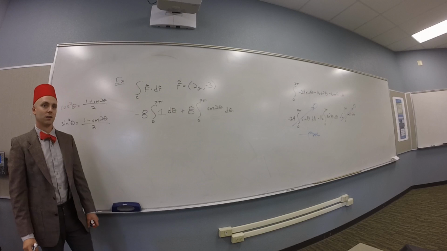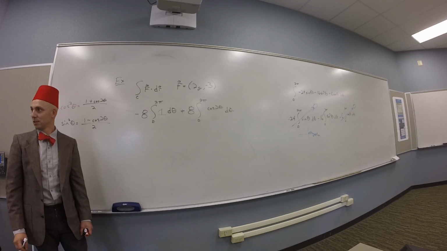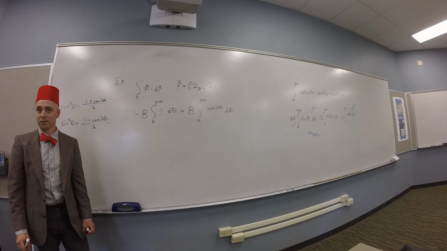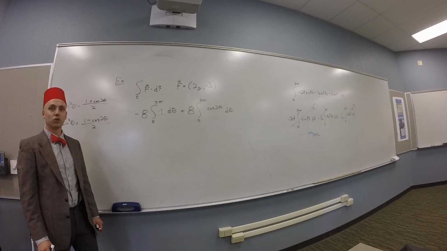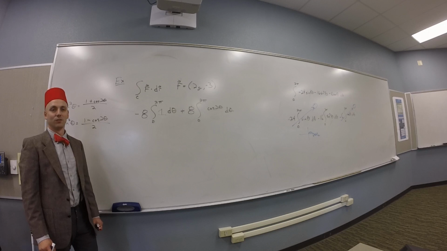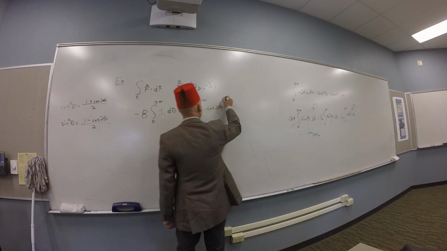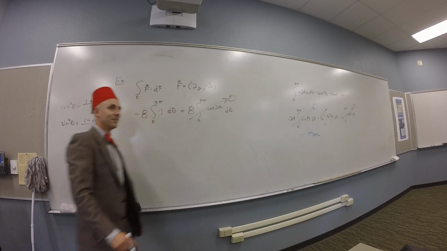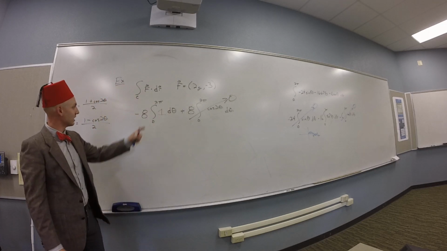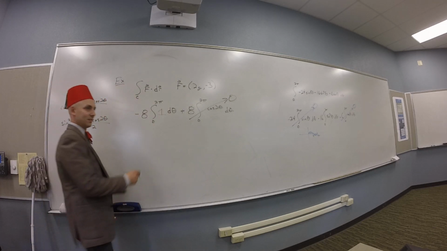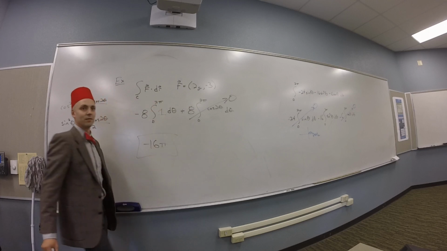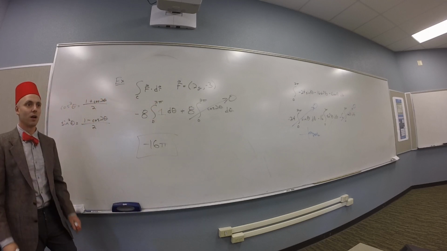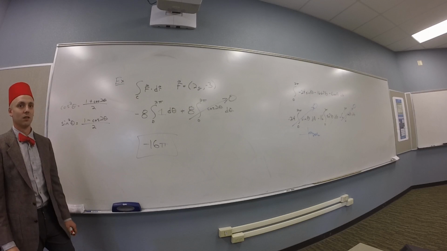Do you need a substitution? No, because it's easier than that. You're integrating from 0 to 2 pi a trig function over how many periods? 2. That means a 0. And then you have this. You owe 16 pi. So you get negative 16 pi, which means what?